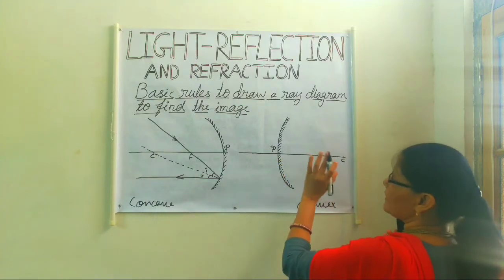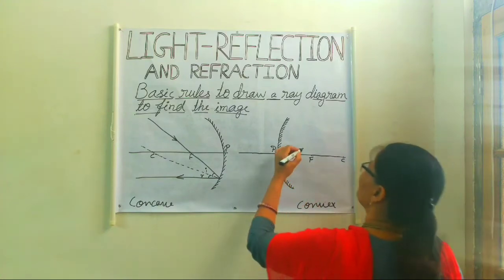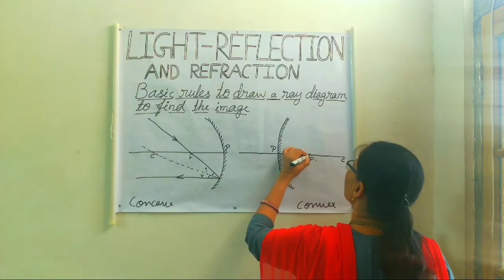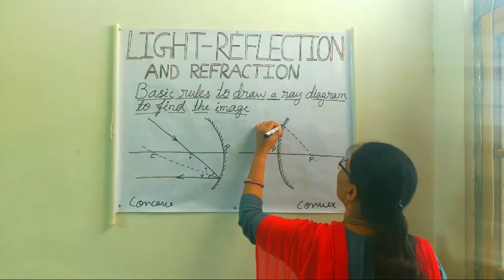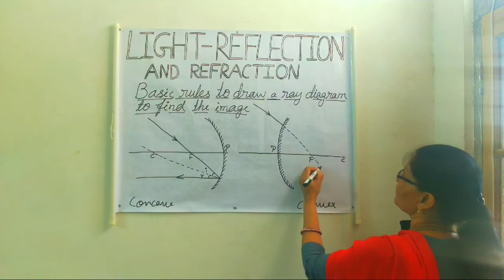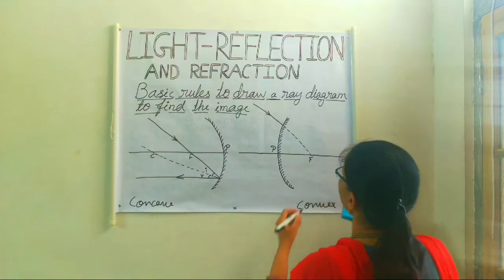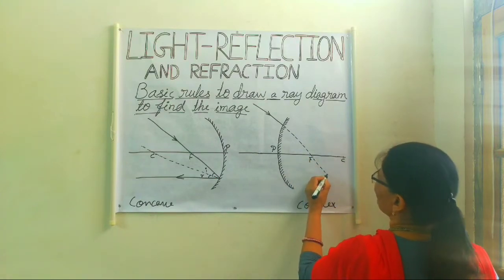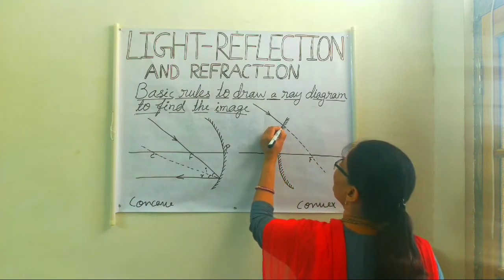So here the case is when the incident ray passes through the principal focus. The incident ray comes from this side. It will pass through the focus, but we have to draw it by a dotted line. We cannot draw a dark line there. Here we can draw a dark line. This is the incident ray. It will pass through the focus of the mirror. Then it will go parallel to the principal axis.